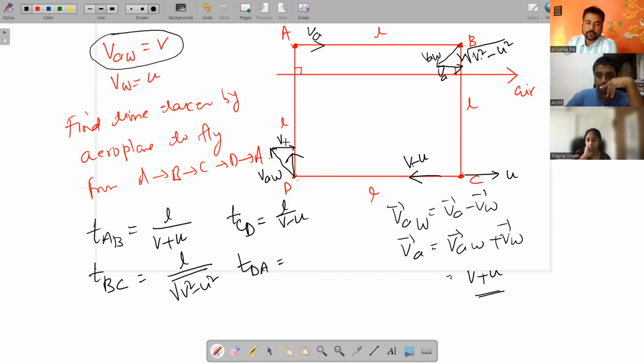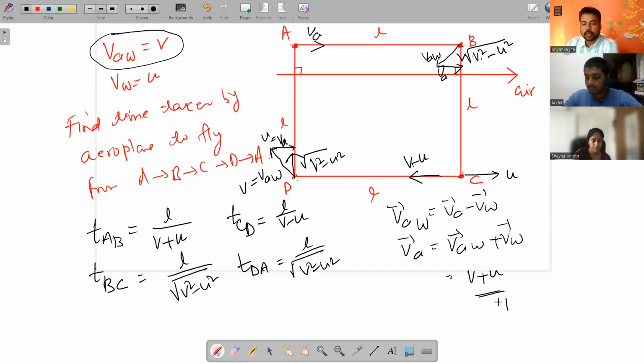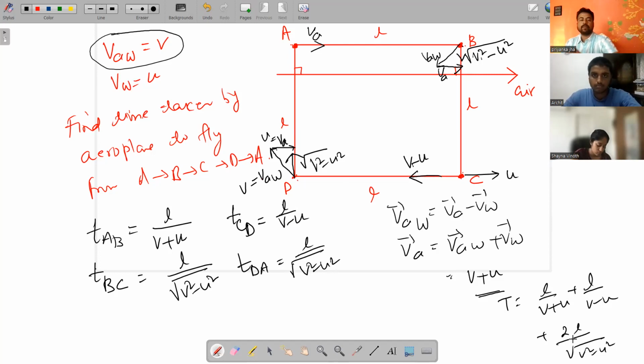So this is the velocity of air. So this is your V and this is your U. So again, if you apply Pythagoras theorem, this is under root V square minus U square. So L upon under root V square minus U square. So total time would be L upon V plus U plus L upon V minus U plus twice of L upon under root V square minus U square. So this much time it will take. Understood?